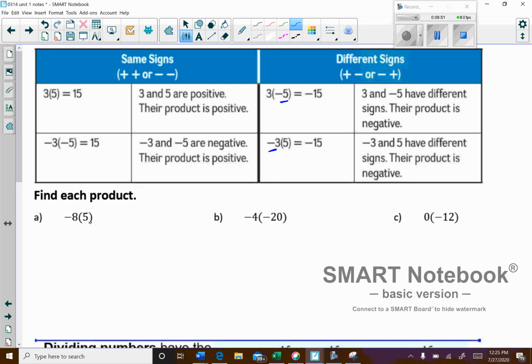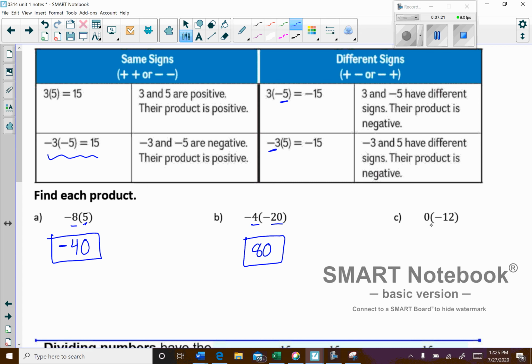So negative 8 times 5. For right now, just focus on the 8 and 5. 8 times 5 is 40. Let's see, one was negative, one was positive. So if they're different signs, the result is negative. So it's going to be negative 40. Then here, they're both negative. So let's see, 4 times 20 is 80. And then a negative times a negative results in a positive. We can see that from the rule right here. So our answer is 80 right there.